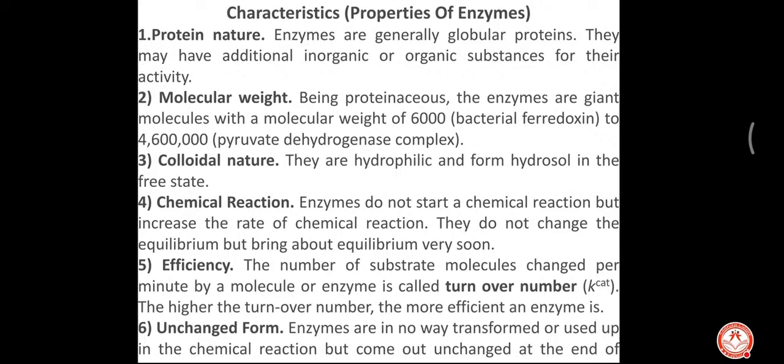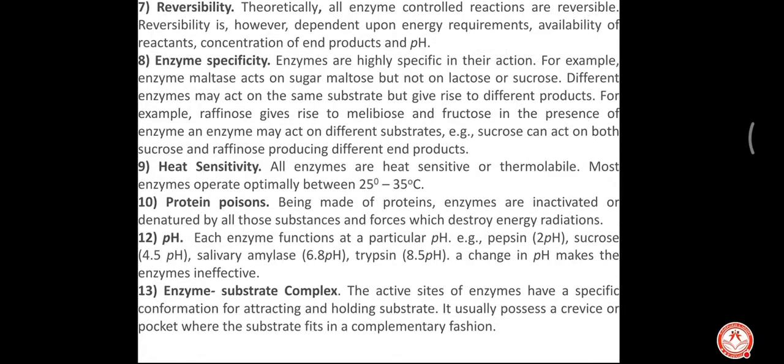Unchanged form. Enzymes are in no way transformed or used up in the chemical reaction but come out unchanged. It means after an enzymatic reaction, there will be no change in the structure or composition of the enzyme. Reversibility. All enzyme-controlled reactions are reversible reactions. Reversibility is however dependent on the energy requirement, availability of reactant, concentration of end product, as well as on pH.